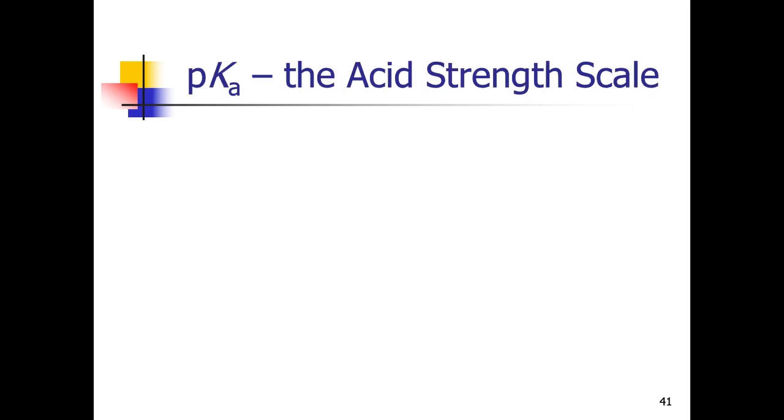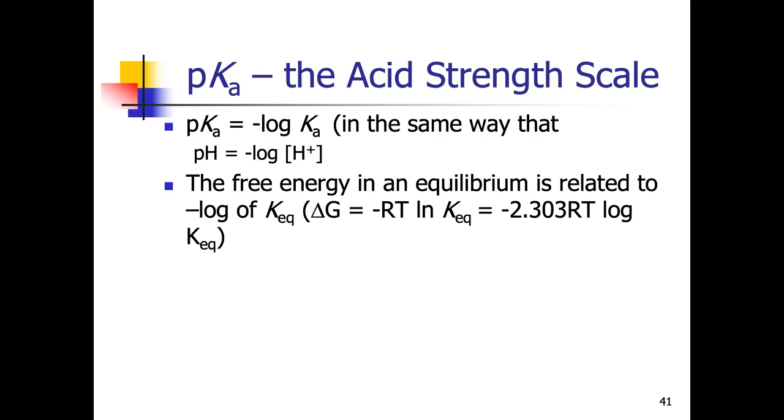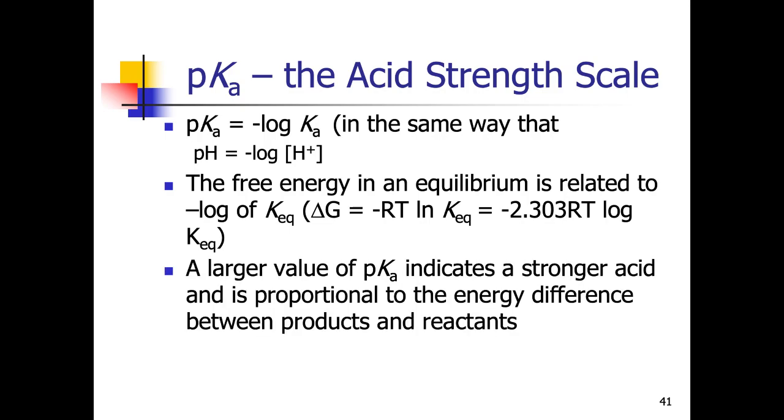pKa, the acid strength scale. pKa equals minus logarithm Ka, in the same way that pH equals minus logarithm of the concentration of proton. The free energy in an equilibrium is related to minus log of Keq. A larger value of pKa indicates a weaker acid, and is proportional to the energy difference between products and reactants.